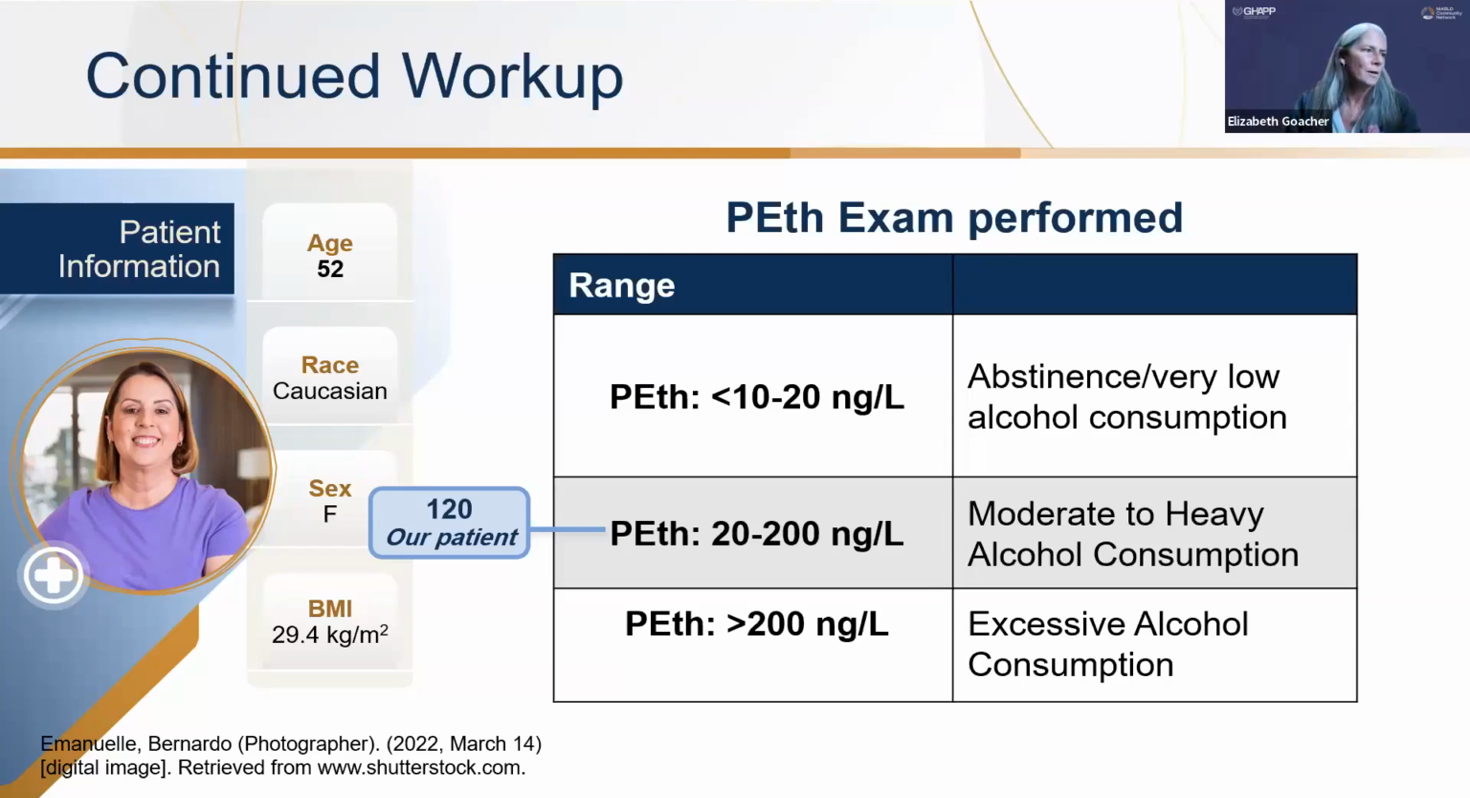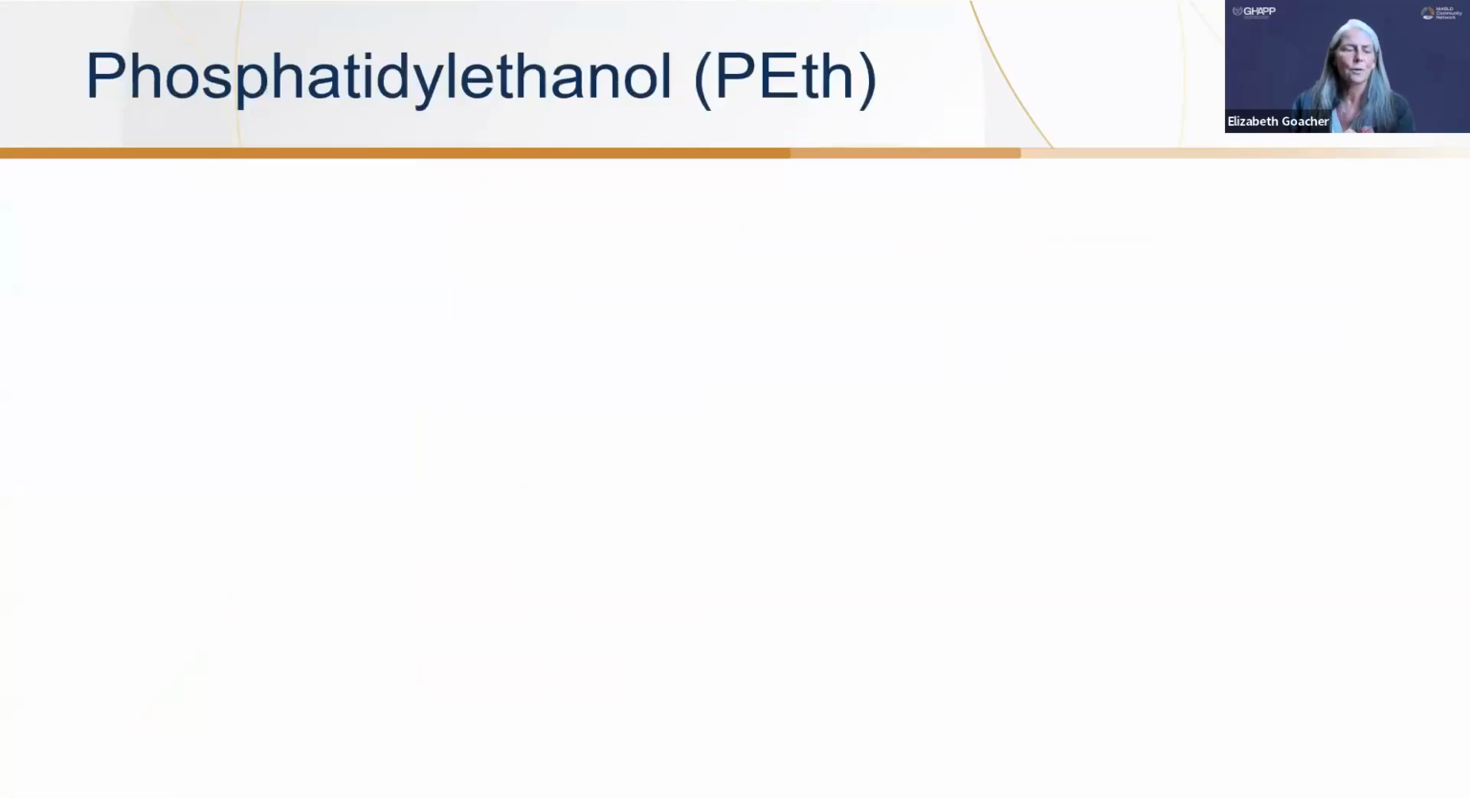We can look at our patient, and her PEth test is 120. Now we calculated based upon her 14 grams of alcohol per glass of wine, and she's drinking 2 per day. That puts her roughly, I think the math on my calculator was 194, 196, close to 200 grams of alcohol per week. PEth testing puts her at 120, which puts her in the moderate to heavy consumption range. So we know there's a significant amount of alcohol exposure.